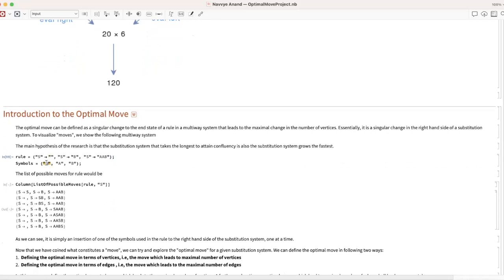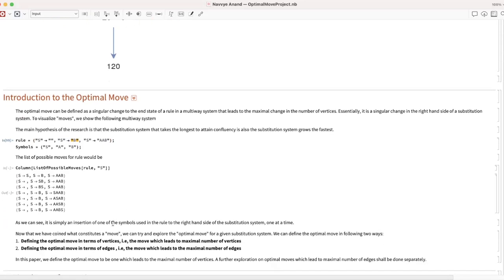You can change one state at a time. So let's say we want to change this rule first. We can insert S to this to get S goes to S, S goes to B, and S goes to AAB. Now, let's say I want to change this rule next. We'll consider that as a separate move. So the next move would be S goes to a blank string, S goes to SB, and S goes to AAB. So you can see that it's essentially just a singular change in the right-hand side of a substitution system. It's just an insertion of one of the symbols to the right-hand side, one at a time.